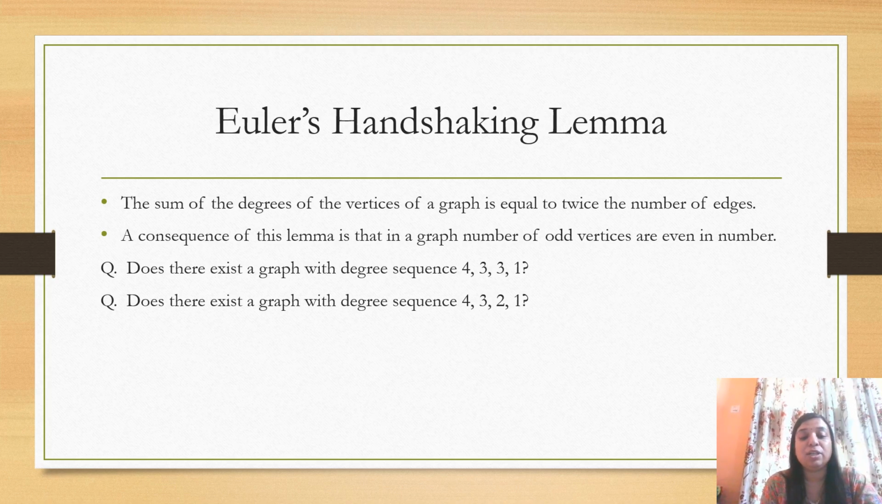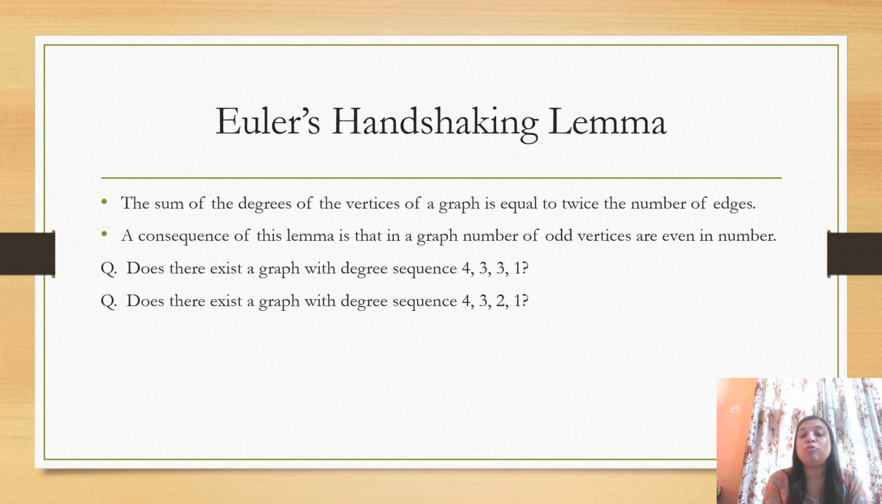Now the next question is, does there exist a graph with degree sequence 4, 3, 2, 1? Now here everything seems to fall into place, right? Because when you take the sum of the degrees of all the vertices, it comes out to be 10. Also the number of odd vertices is 2, an odd vertex of degree 1 and an odd vertex of degree 3. So there's no problem as per Euler's handshaking lemma.